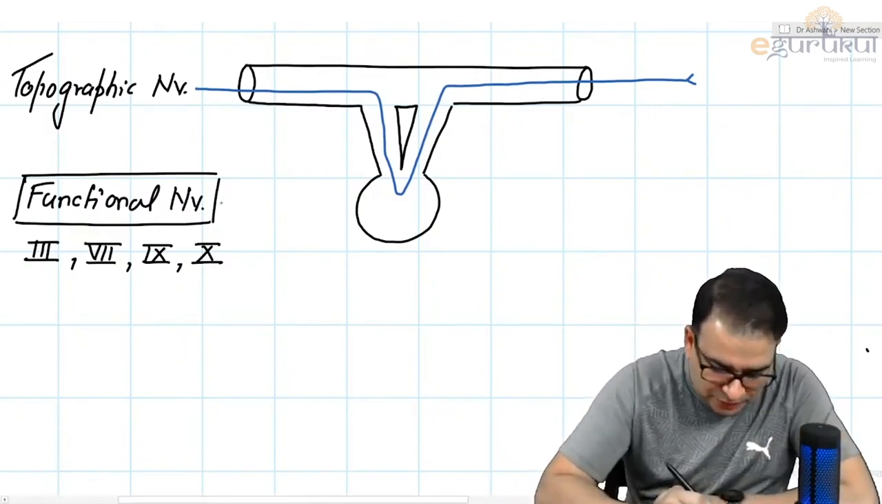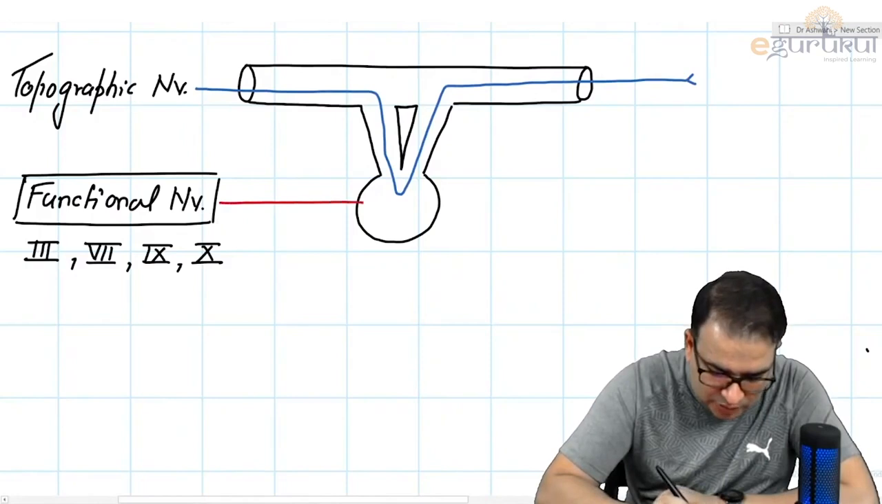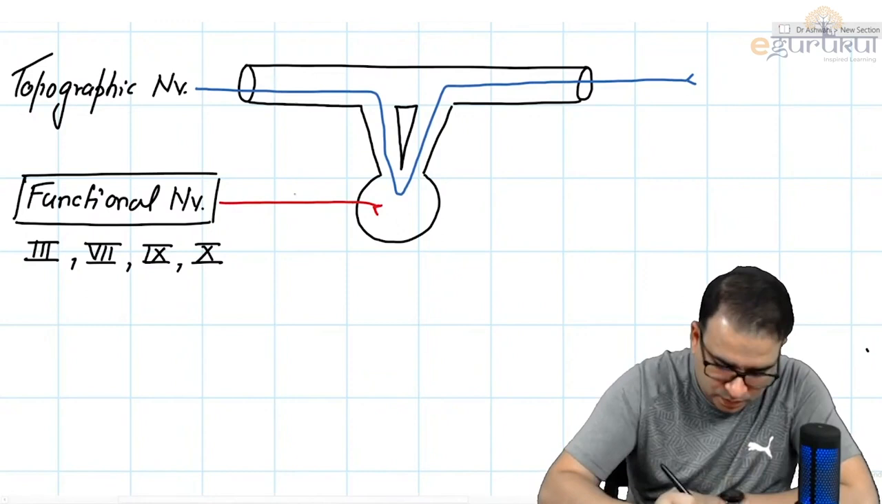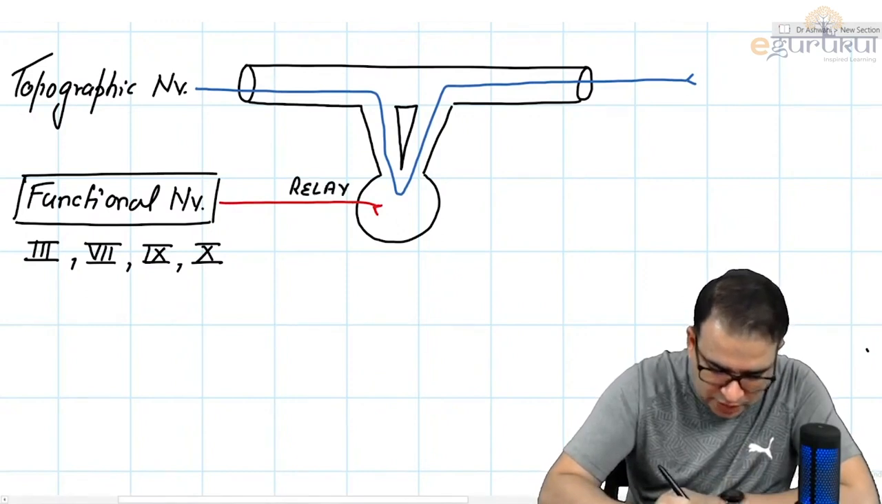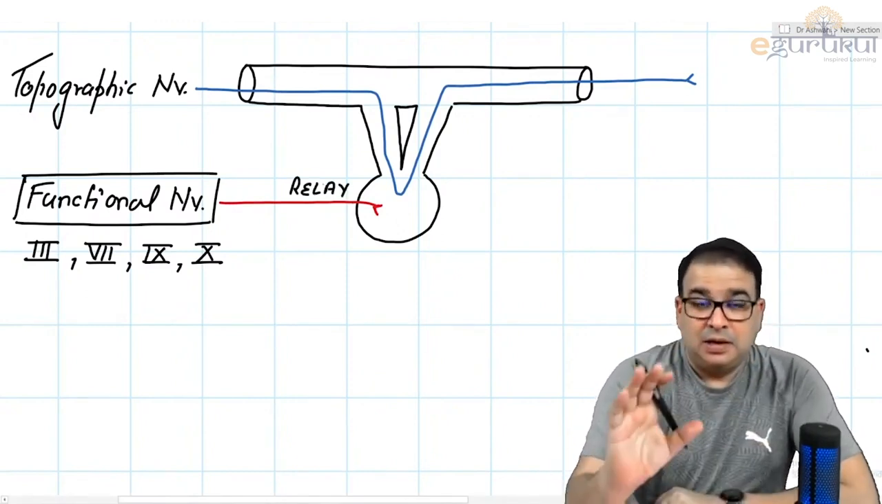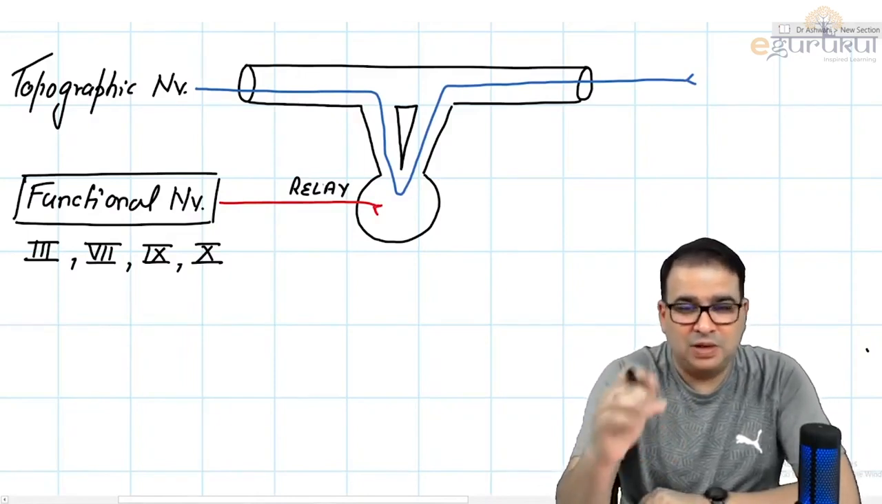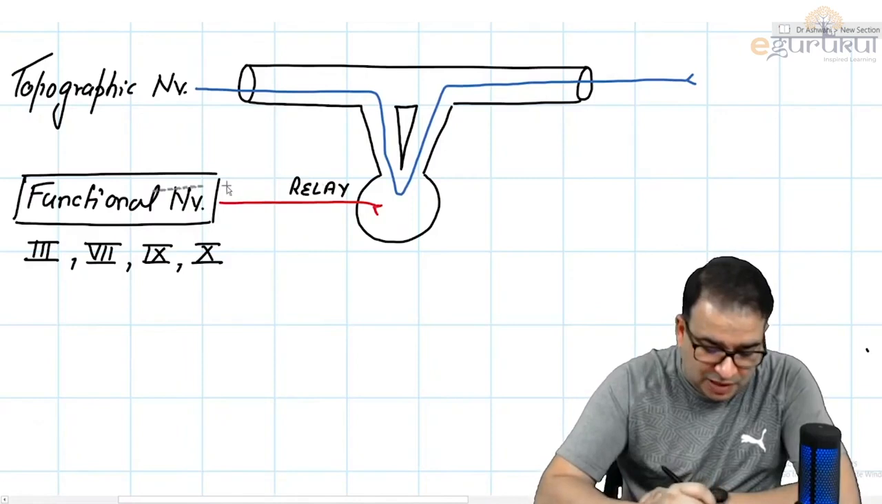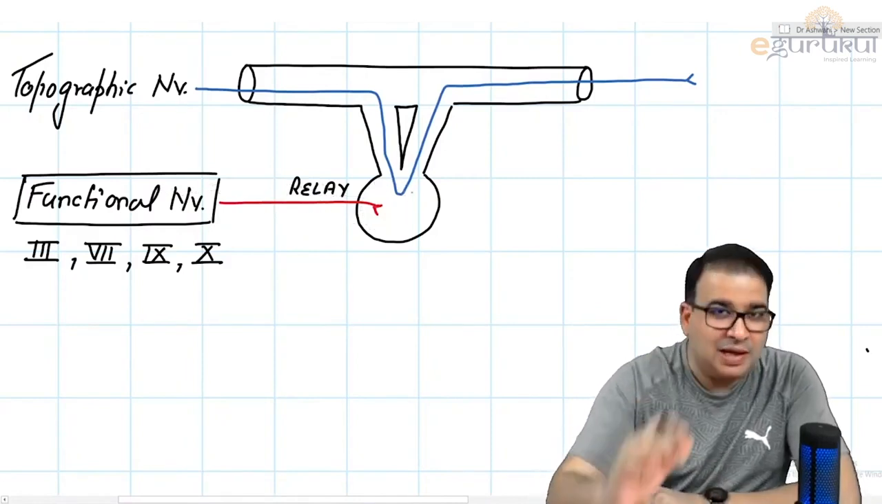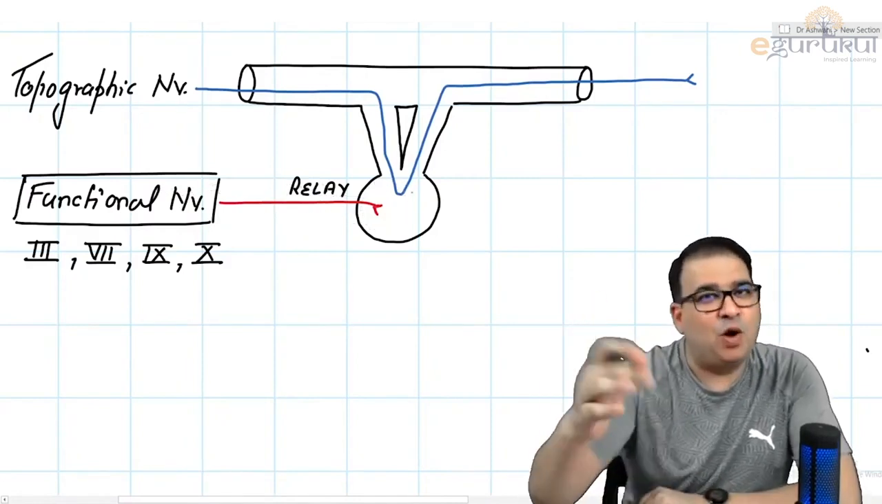Now look at this, guys. A functional nerve will come inside the ganglion and relay there. You can see it is ending here and relaying here. So a functional nerve will come and relay there. Now this is the most important thing to understand to have a good concept about the ganglion, guys. A functional nerve will come inside the ganglion, relay in the ganglion, but it will never go out of the ganglion.